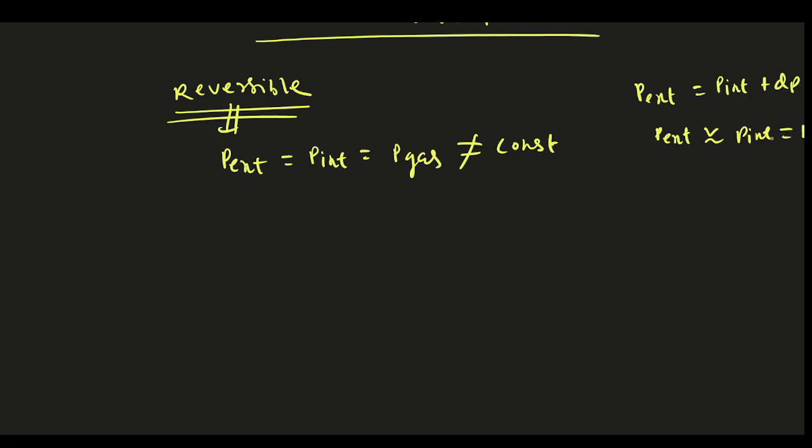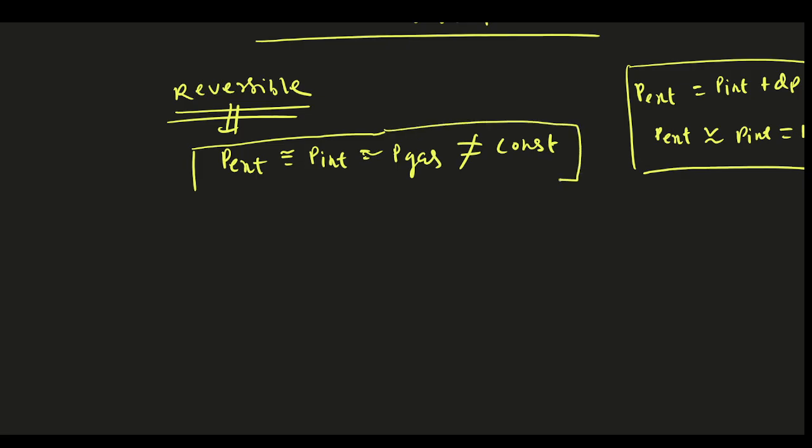P internal means the pressure of the system, and if the system is a gas, then P gas. So these are the conditions for reversible processes, which we have already discussed in the past lecture. For reversible processes, P external is nearly equal to P internal, nearly equal to P gas, and that is not constant.